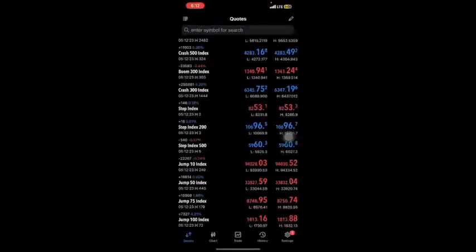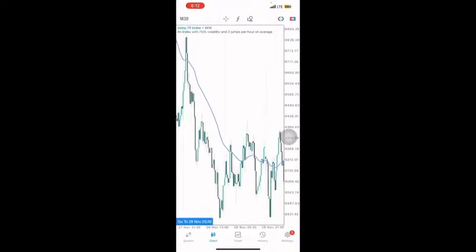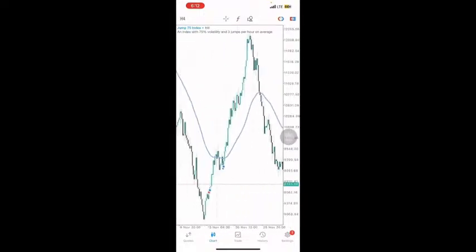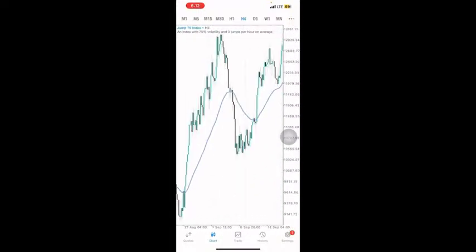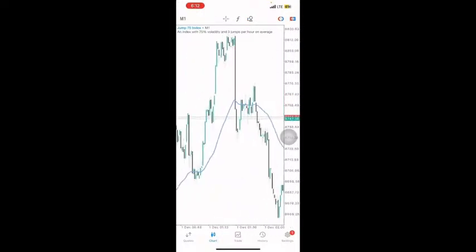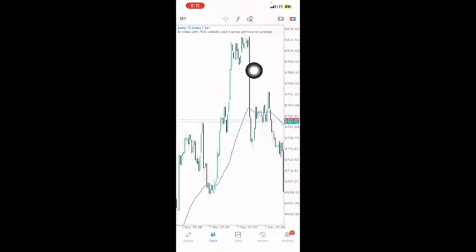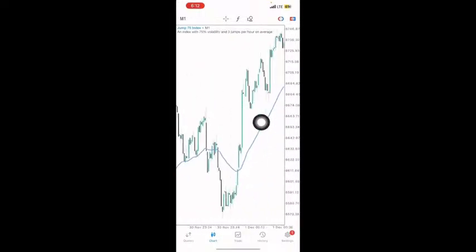So the next one will be the jump index. Okay, Jump 75 on the higher time frame, like this medium time frame, just looks normal, like the normal forex market. This is the H4, just looks normal, right? But on the 1 minute time frame, if you look, you're going to be seeing long bearish and bullish candles. So this one is a combination of boom and crash. It spikes upward, it spikes downward. This is it, you can see.